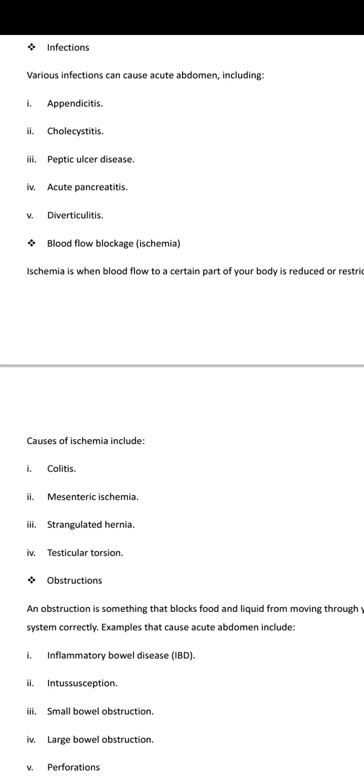We also have testicular torsion. Testicular torsion is just the coiling of the spermatic cord, which results in failure of blood reaching the testis.